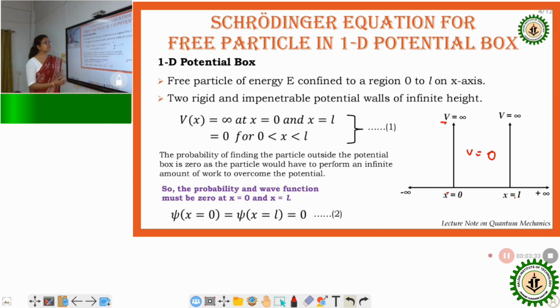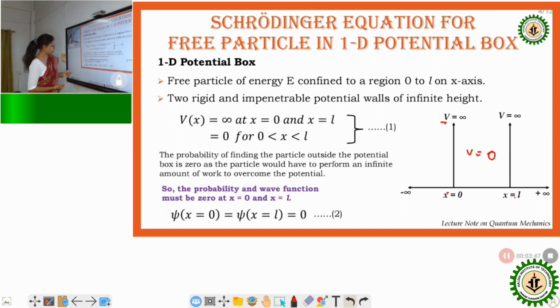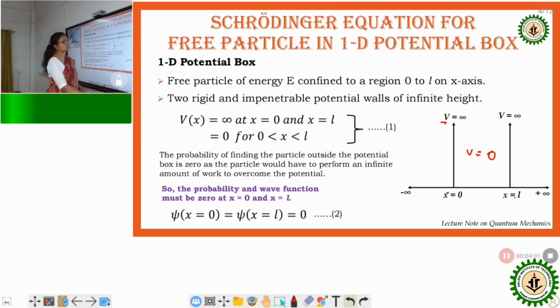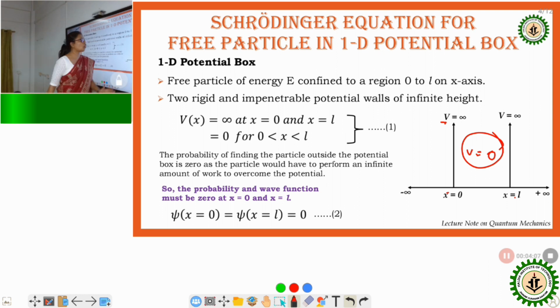Now, which type of Schrodinger equation you have to use? You see here V is independent of time. That means we must use the time independent Schrodinger equation. Here the time independent Schrodinger equation within the potential well, not just outside the well. So within this well.